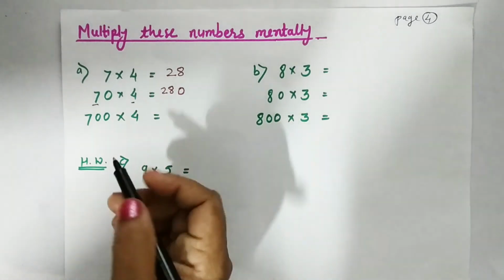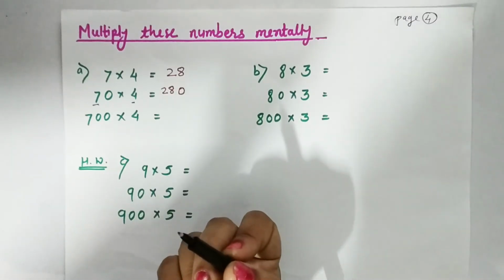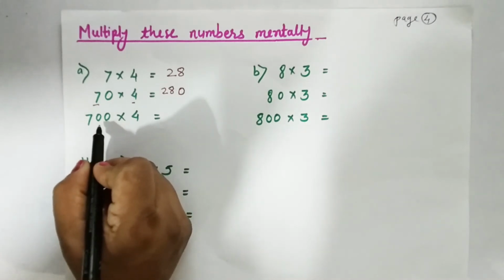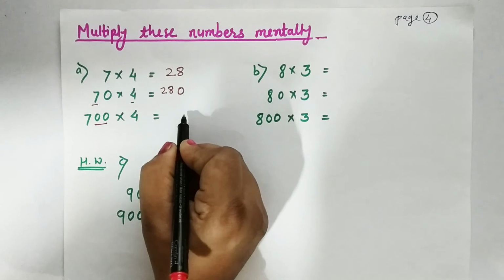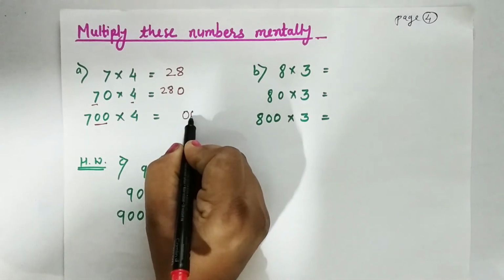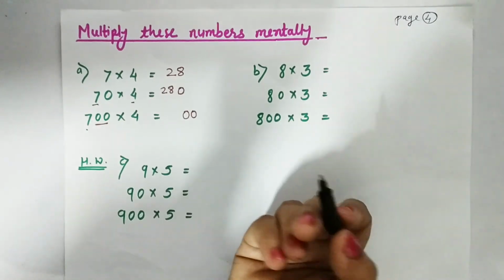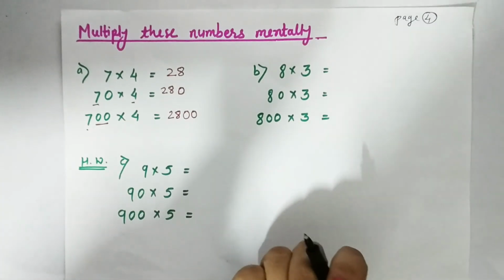Okay. Now here you have 700 into 4. So how will you do it mentally? Again a simple trick. So first of all find out how many zeros are there. 2 zeros. So write 2 zeros over here. Done. Okay. Now 7 into 4, 28. So write 28 here. This is your answer. Very easy.